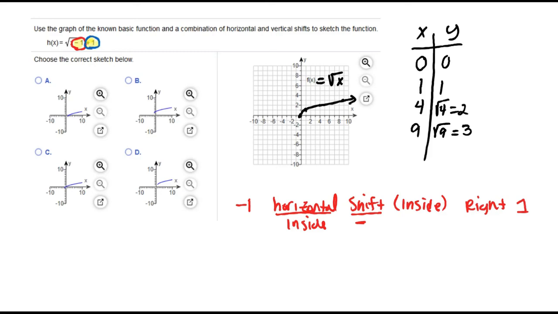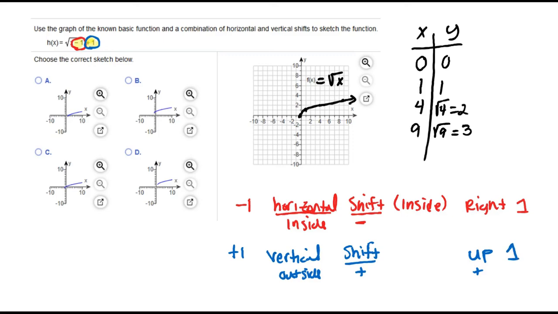The plus 1 is also a shift. Shifting is when you have any adding or subtracting. So I know because I'm adding, it's a shift. Because that plus 1 is outside the radical, I know it's vertical. So because that plus 1 is outside of the radical, it's a vertical shift. Now because it's a plus, it's going to go up 1 unit.